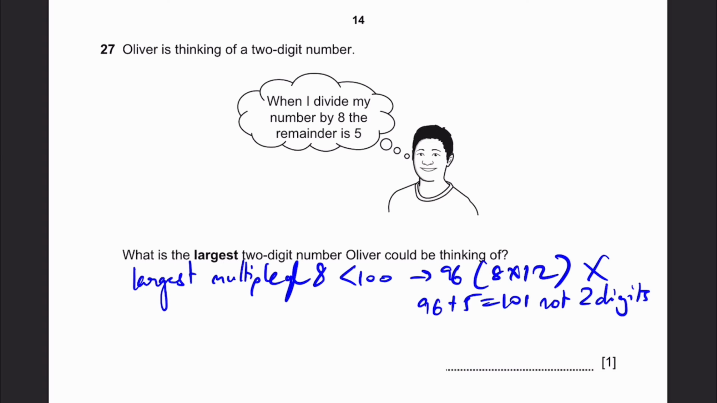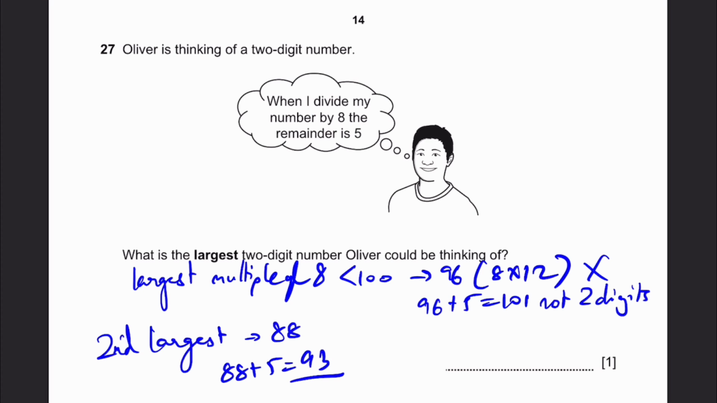So we need to take the second largest, which is 88. And because the remainder is 5, that's why I added 5, to get the number which he's thinking of. When divided by 8, you'll get 12 with remainder 5 if you do 101. So over here, if you add 5, you will get 93, which is 2 digits, right? And therefore, 93 is the largest possible number. That's the answer.